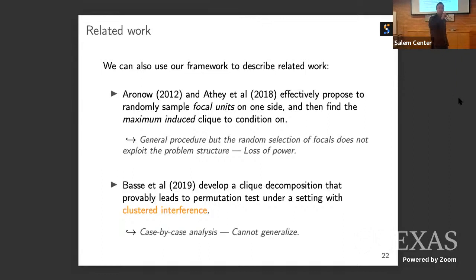All right. Just wanted to briefly mention a couple related papers. Peter Aronow and Susan Athey both have very interesting ways of trying to get at these conditioning sets. When you actually want to bring interference into the picture, you have to be more careful about how you look at your data and how you condition. Both of these procedures, and I mentioned this before, particularly for Susan Athey's approach, is a very general procedure. It works in theory, but there is a massive loss in power, and this loss in power comes in this random selection of focals. When I say focals, I mean street segments. Basically what she proposes is that you randomly select streets, and then you find the maximum induced clique that corresponds to that set of streets. So in practice, these things are very, very difficult.